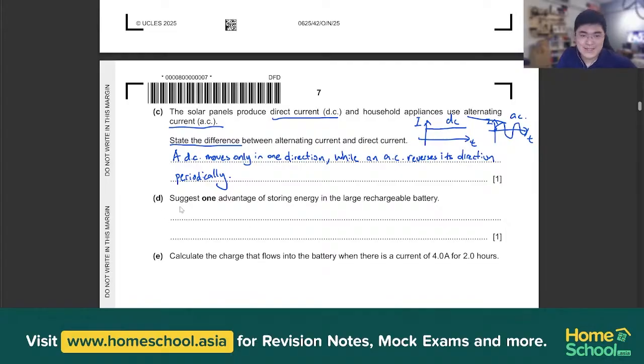So let me just write it down. This is the answer that we will have. Suggest one advantage. So storing the energy in a battery allows electricity to be used at night. Okay, where there's no sun.